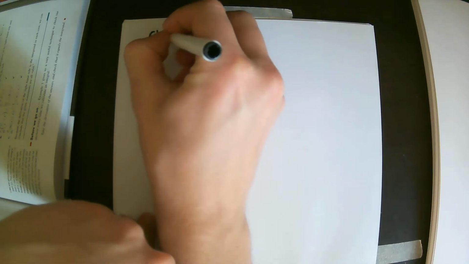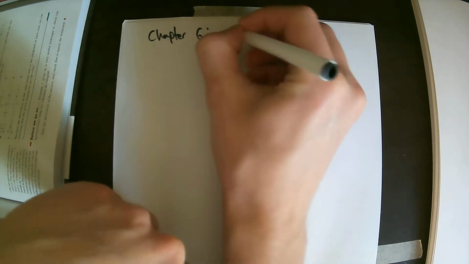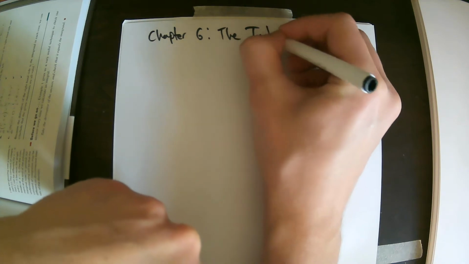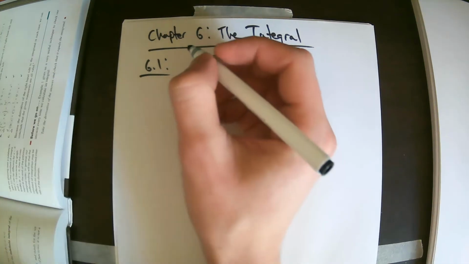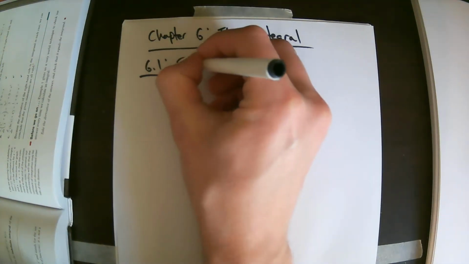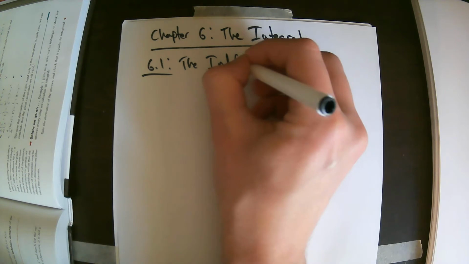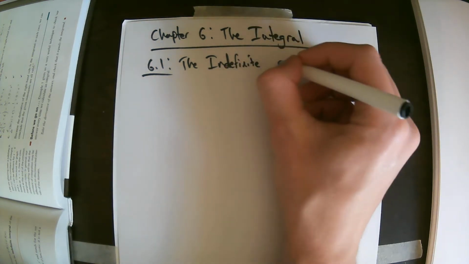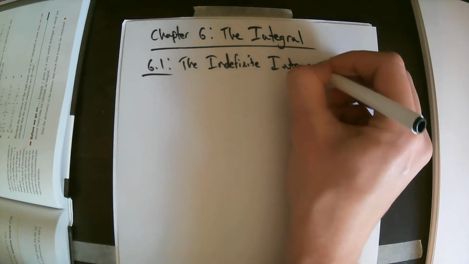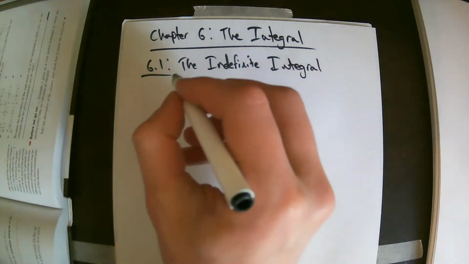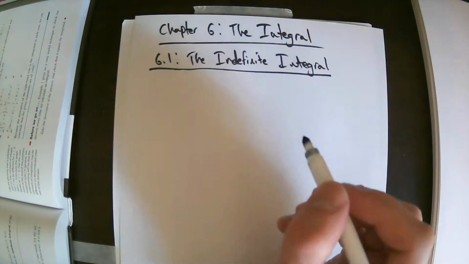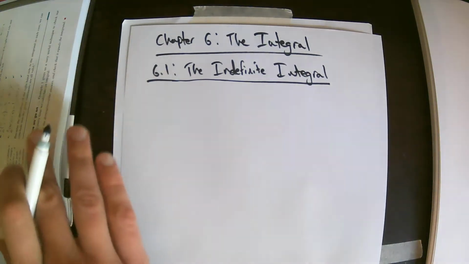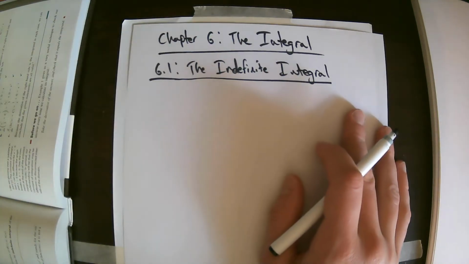Alright, so this is the beginning of chapter 6, which is called the integral. And 6.1 is called the indefinite integral. So we're now moving into the second part of calculus. If calculus could be split into two sections, you could say there's differential calculus and integral calculus.